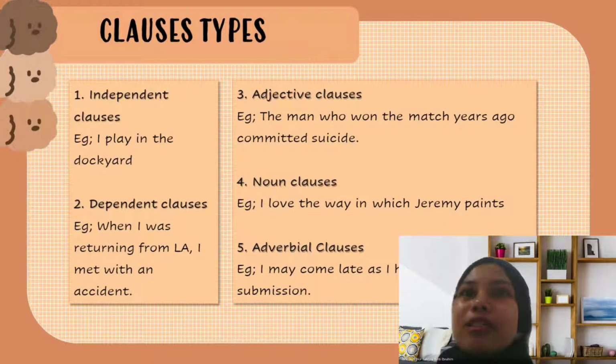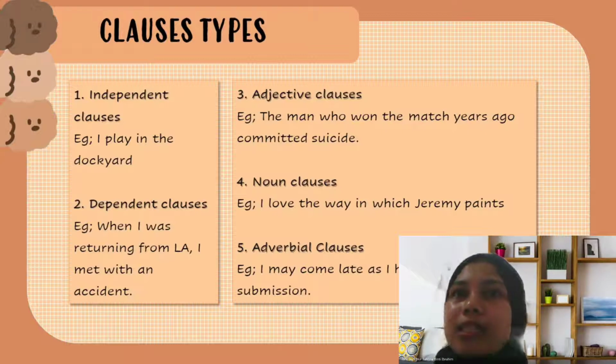Okay, so now under dependent clauses, there are three main types of clauses that are the most important and crucial part of clauses. There are also other types, but precisely they are. So the first one is adjective clauses. Adjective clause is actually a general adjective in a sentence with both subject and predicate. And the example for this is the man who won the match years ago committed suicide.